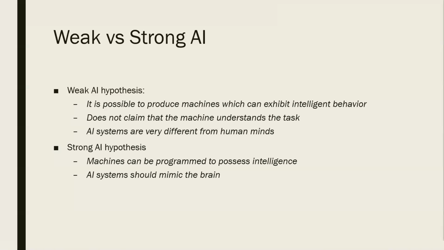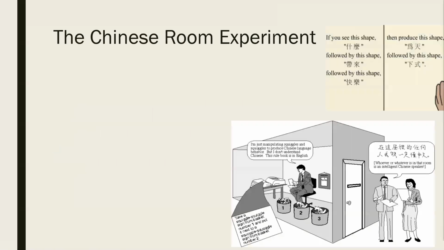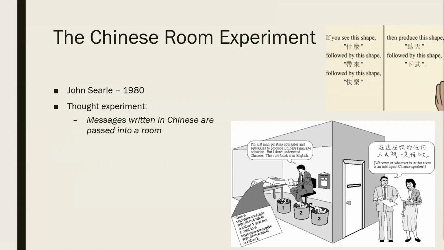There's a lot of dispute between these two hypotheses as to how intelligent an artificial intelligence system can actually become. One thought experiment that we can discuss to determine whether the strong or weak AI hypothesis should be correct is the Chinese room experiment. This was proposed by the philosopher John Searle in the year 1980, and it's a thought experiment that works like this.